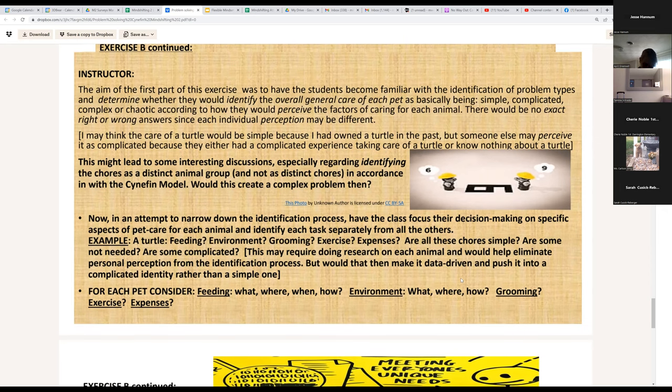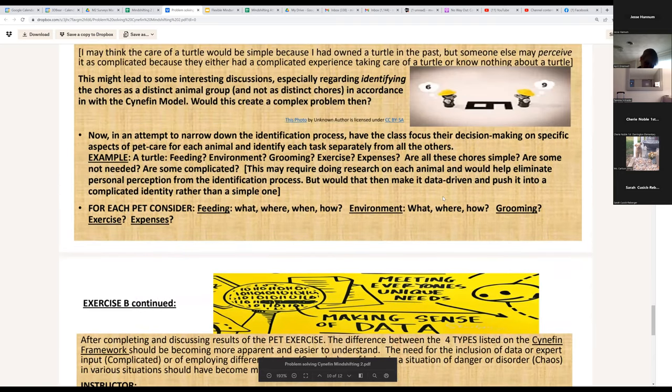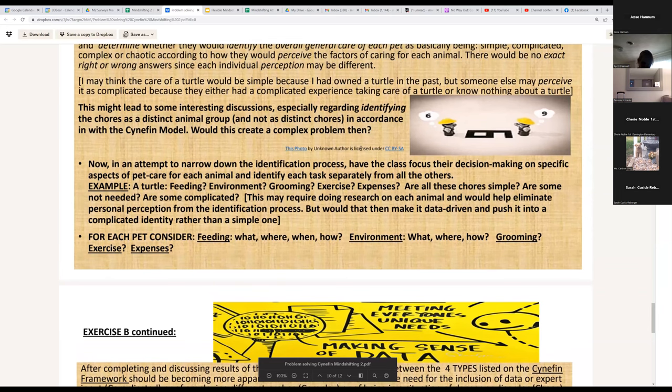And then skipping down to below the picture there, and I really like that picture because it shows two different points of view. It says, now in an attempt to narrow down the identification process, we would go more into each. You know, until you mentioned it, I didn't realize the two different points of view of that figure, which from one side looks like a 6 and from the other side looks like a 9. And that's brilliant. Isn't that great? I love that picture.